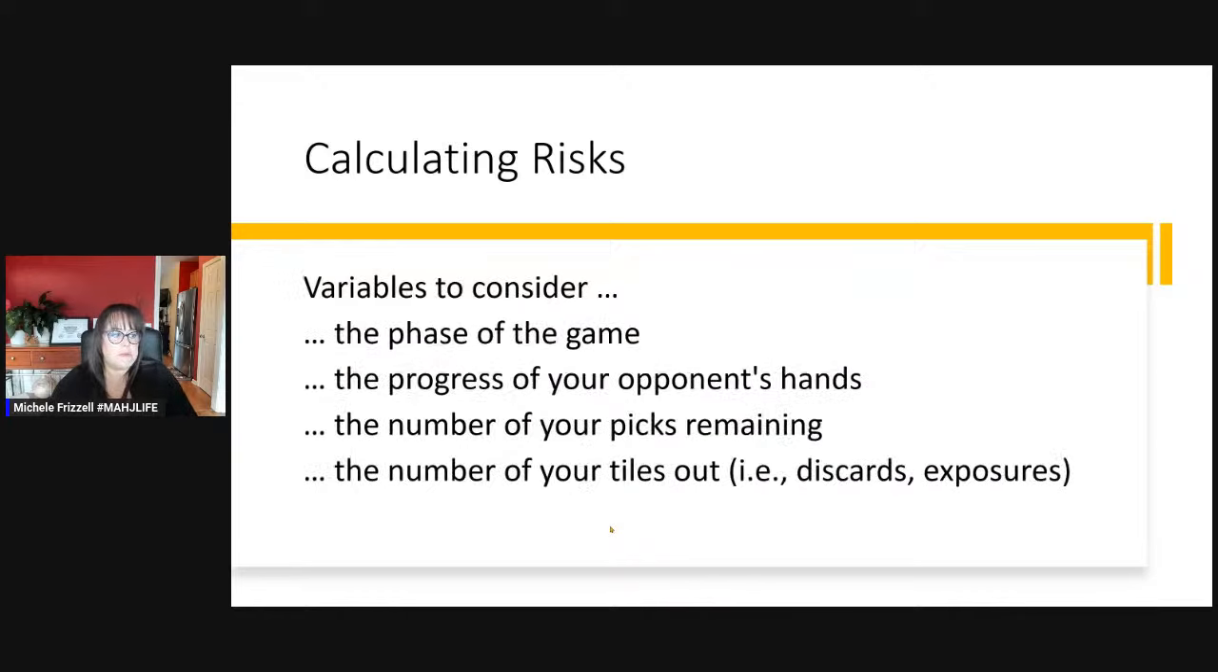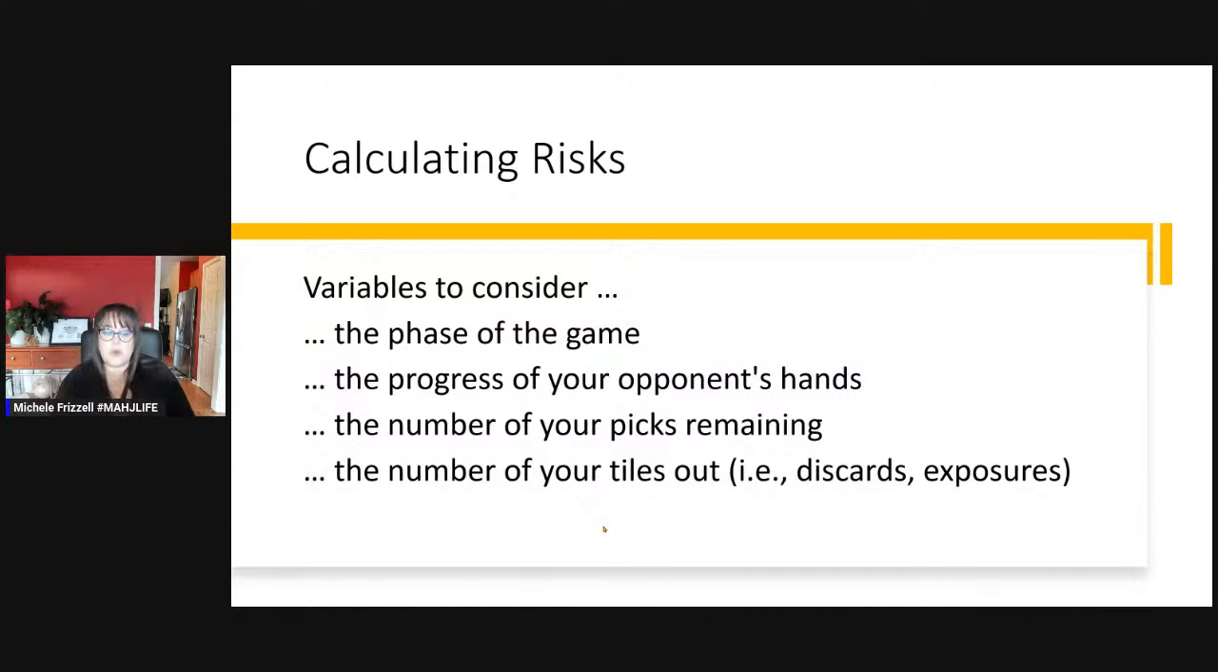The other variables that you want to consider would be the phase of the game. So right now we're talking about the beginning of the game. You also want to think about the progress of your opponent's hands. This would be where you're monitoring their exposures. Because if somebody has one exposure, they're committing somewhat to a hand, or at least a category. If they have two exposures, then they're committed to a hand. And typically that's when you can figure out what hand they're playing. And then if they're starting to, let's say, throw jokers, well, then you know they're waiting on a pair. So you can use those tells to determine the progress of their hand development.